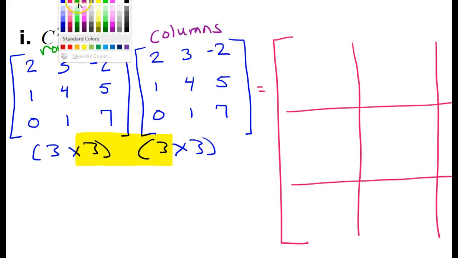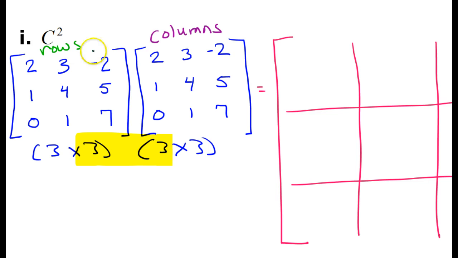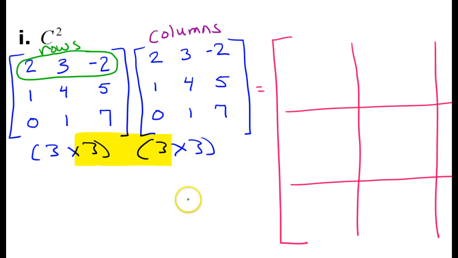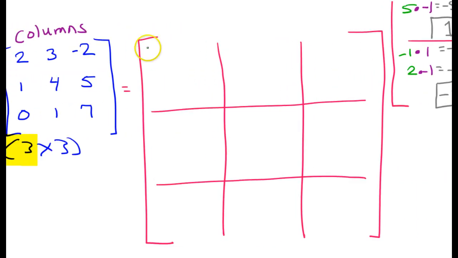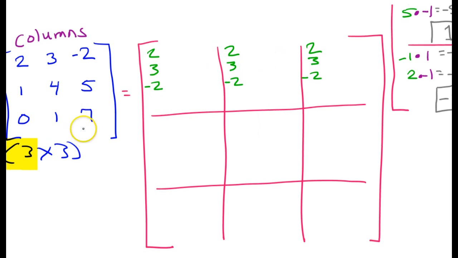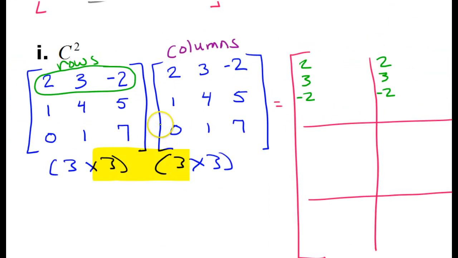Let's start with the rows. The first row is this one, 2, 3, -2. Row 1 will go across row 1. So I'm going to have 2, 3, -2, 2, 3, -2, 2, 3, -2. Row 1 goes across row 1. I'm making it vertical, even though it's a row, to make my calculations go easier.